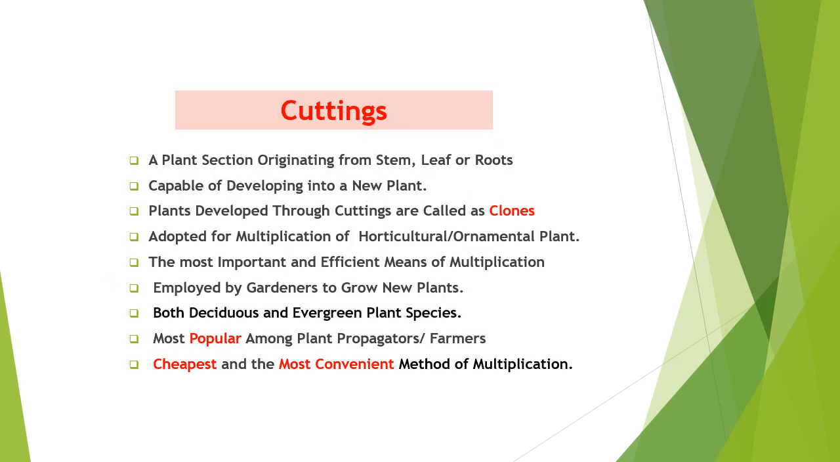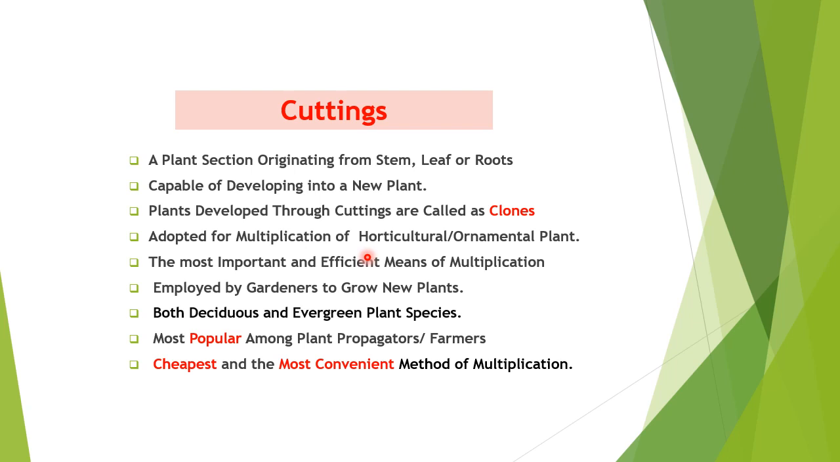First of all, what do we mean by cuttings? A plant section originating from stem, leaf, or roots. So cuttings can be from stem, it can be taken from leaf, or it can be from roots, which are capable of developing into a new plant. So plants developed through cuttings are called clones.